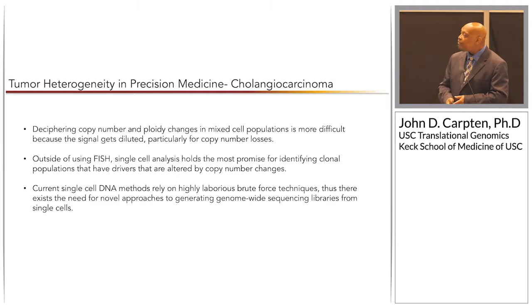So being able to decipher copy number and ploidy changes in mixed cellular populations is more difficult because the signals can get diluted. We can identify mutations in multiple clones, but many times with copy number, the signals get diluted with these multiple clones. And so outside of FISH, single cell analysis holds the most promise for identifying these clonal populations that contain drivers that can be altered by copy number changes, as in the example I gave with cholangio.